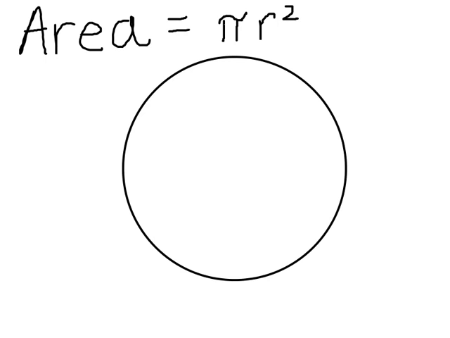Pi r squared is the formula for the area of a circle. So if you're given a radius, let's draw the radius over here, and let's say the radius is 3 centimeters. From here to here is 3 centimeters. To find the area of this circle, all you have to do is use this formula right here.